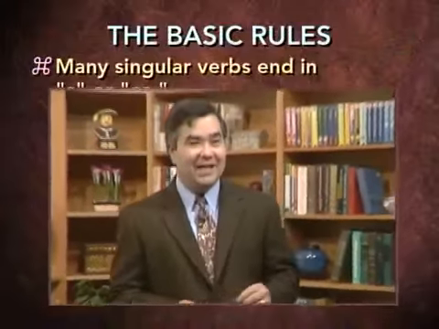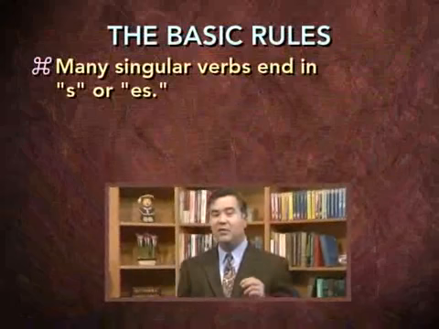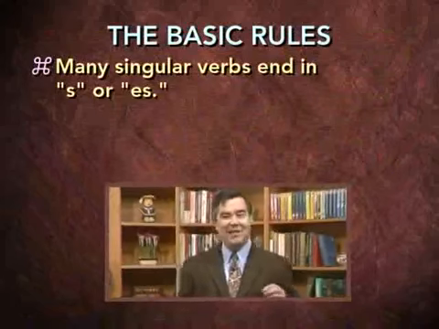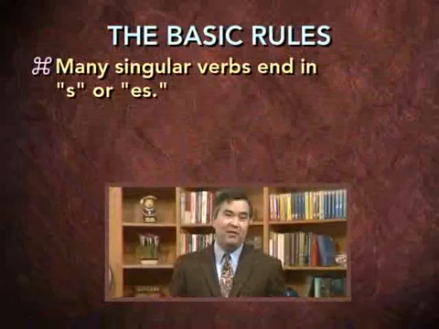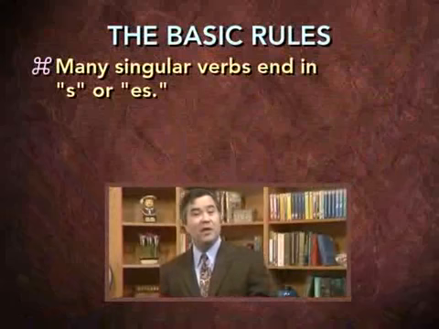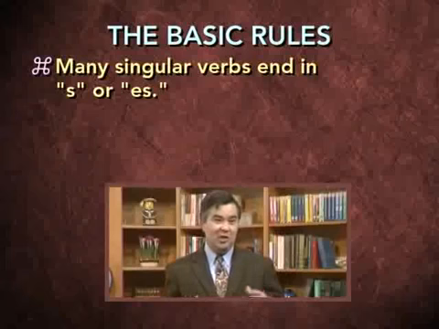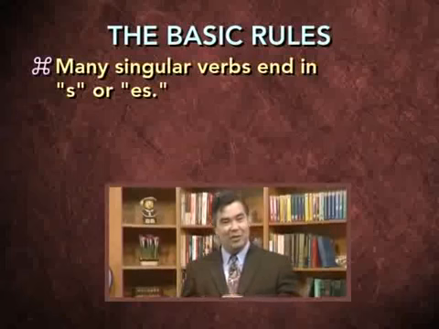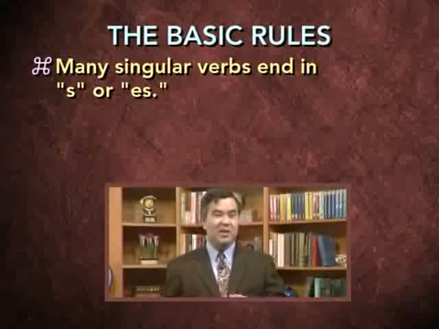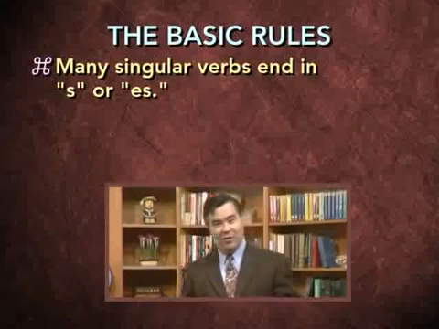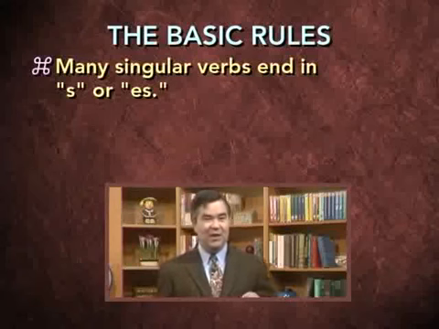One thing about English that may be a little bit confusing is that the singular forms of verbs often end in S or ES. This can be confusing because, as we saw a moment ago in the case of nouns, S or ES at the end is usually the sign that a plural is involved. With verbs, it's just the opposite. The singular form of verbs often ends in S or ES.